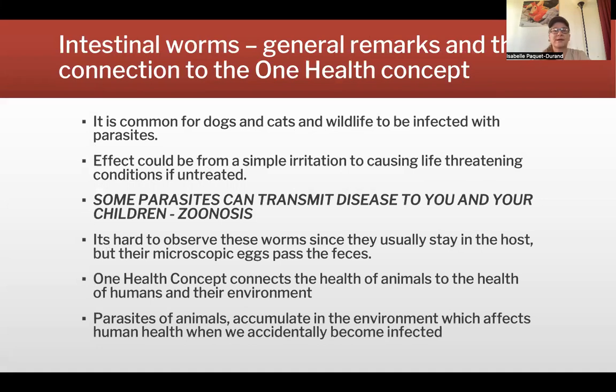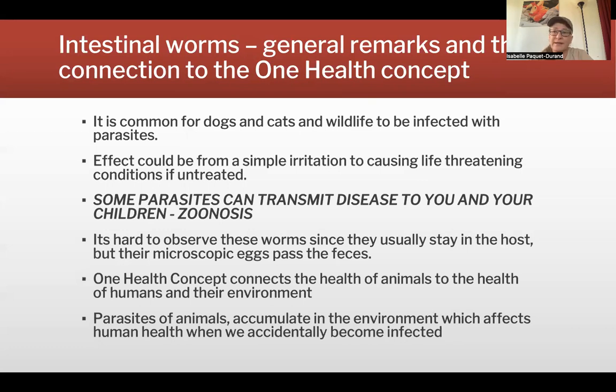So to start out with some general remarks and the connection of this disease to the One Health concept, it is extremely common in domestic and wildlife species to be infected with intestinal worms. This could be leading to simple irritation and ranges all the way to life-threatening disease. And many of these parasites can be transmitted to you or your children as so-called zoonotic diseases.